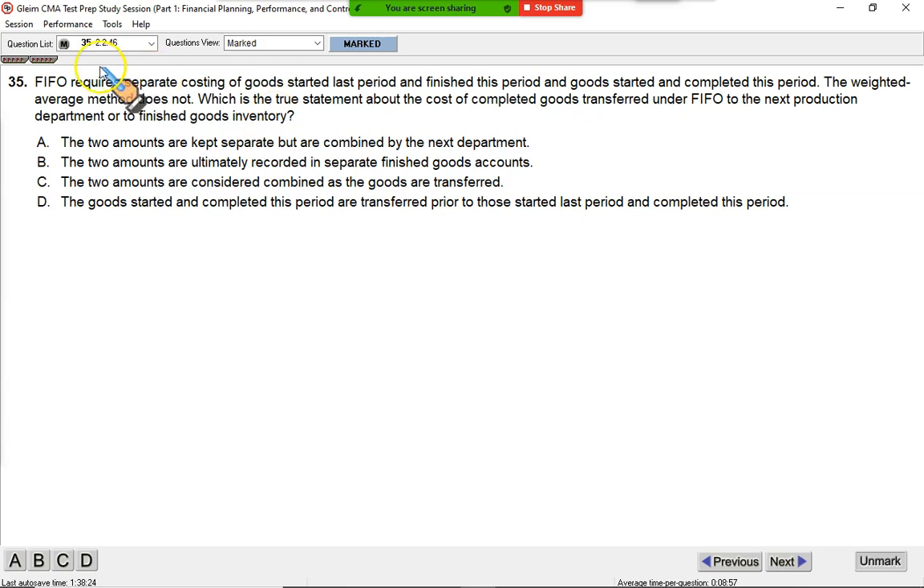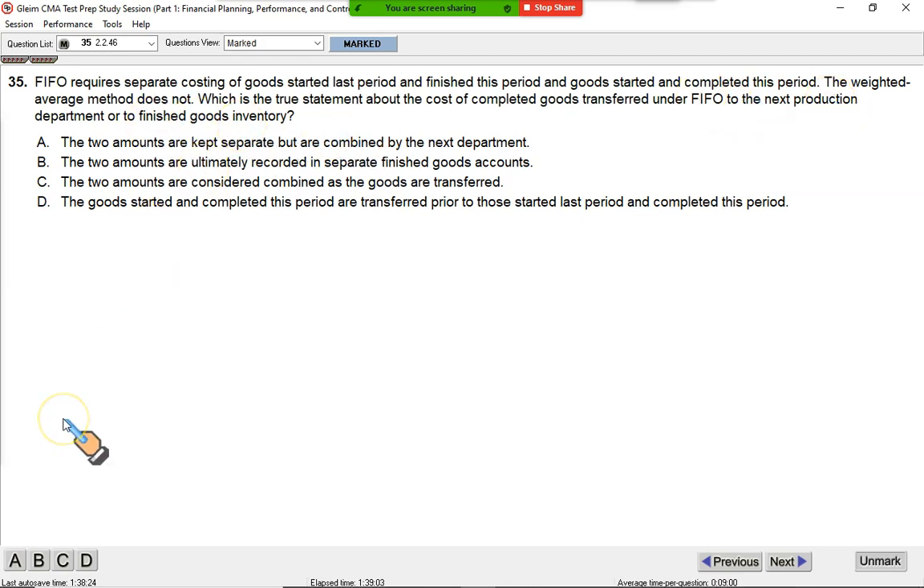This is the question. FIFO requires separate costing of goods started last period and finished this period, and goods started and completed this period. The weighted average method doesn't make this distinction. Weighted average combines all the previous costs and current costs, but FIFO keeps them separate. Which is a true statement about the cost of completed goods transferred under FIFO to the next production department or to the finished goods? So what is true under FIFO?